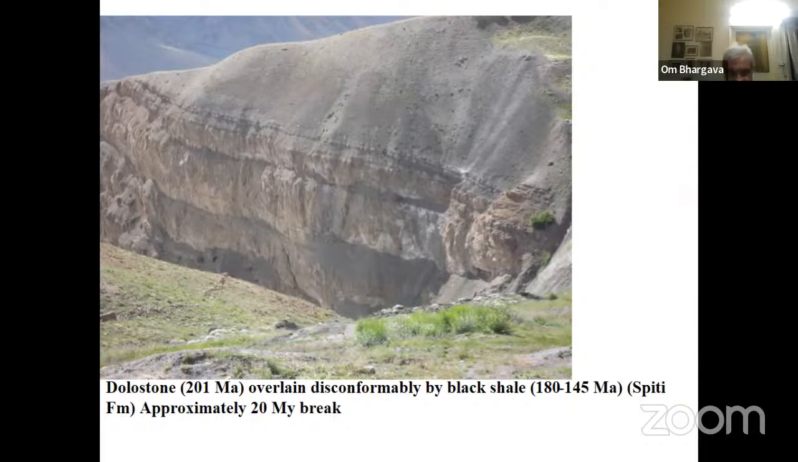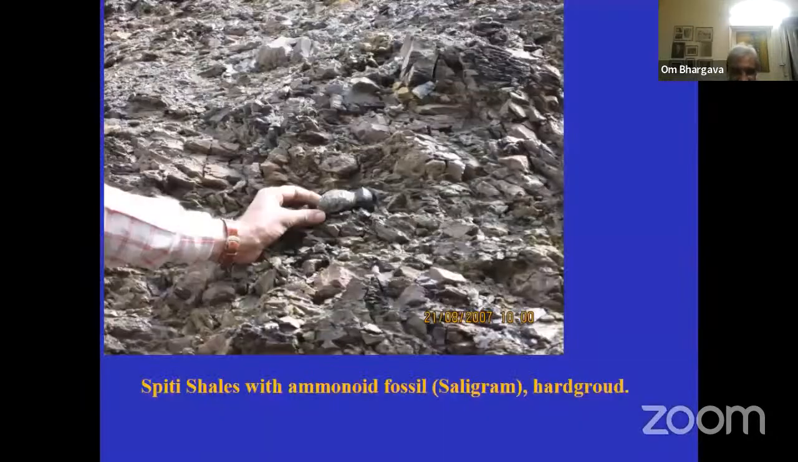And this black shale represents 180 to 145 million years. The dolostone, the youngest age, is 201. So there's a sedimentologic break, or almost about 20 million years are missing from this contact, what we often call a disconformity. And these black shales are rich in ammonite fossils, what we commonly call shaligram. And the worst part is that they are being sold to foreign tourists by the local people, varying, depending upon the preservation, from 100 rupees to 500 rupees.